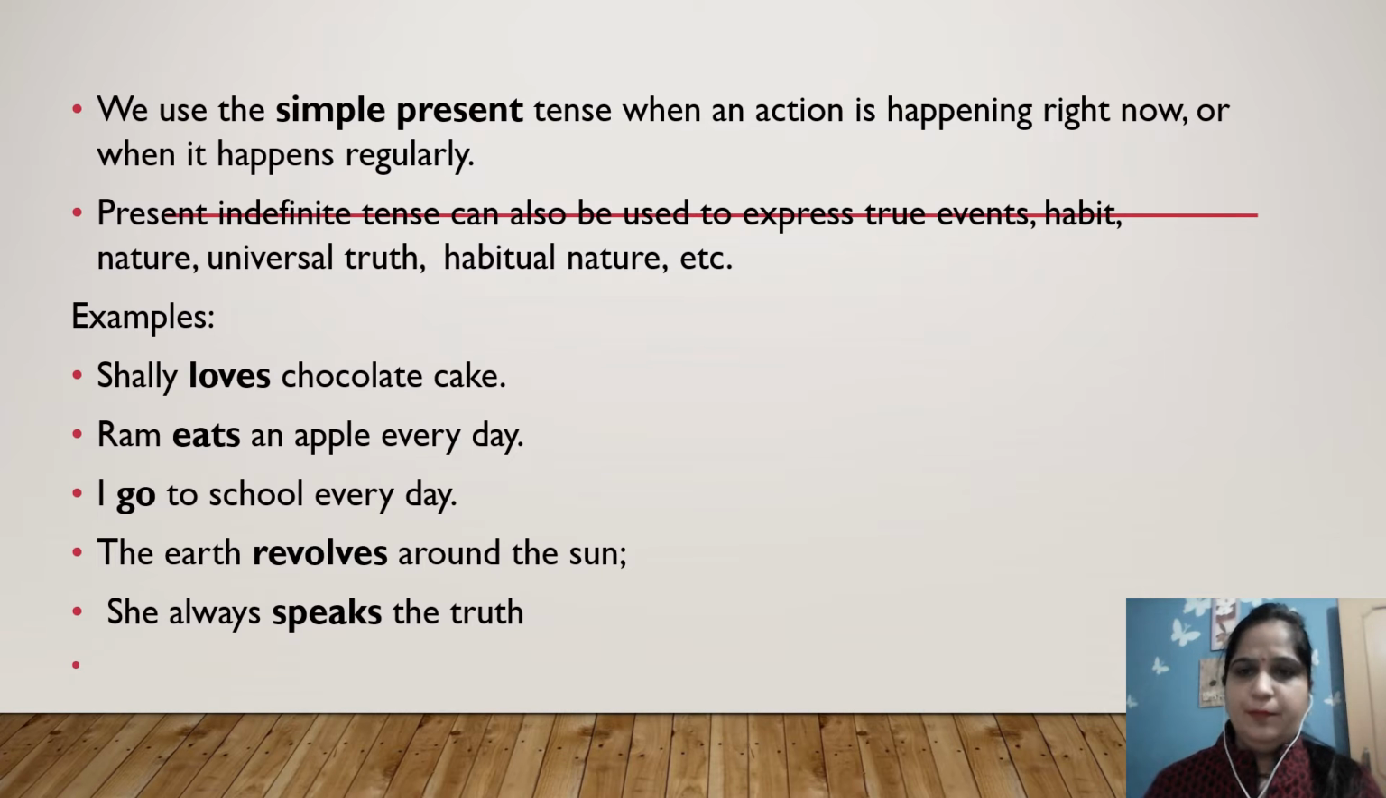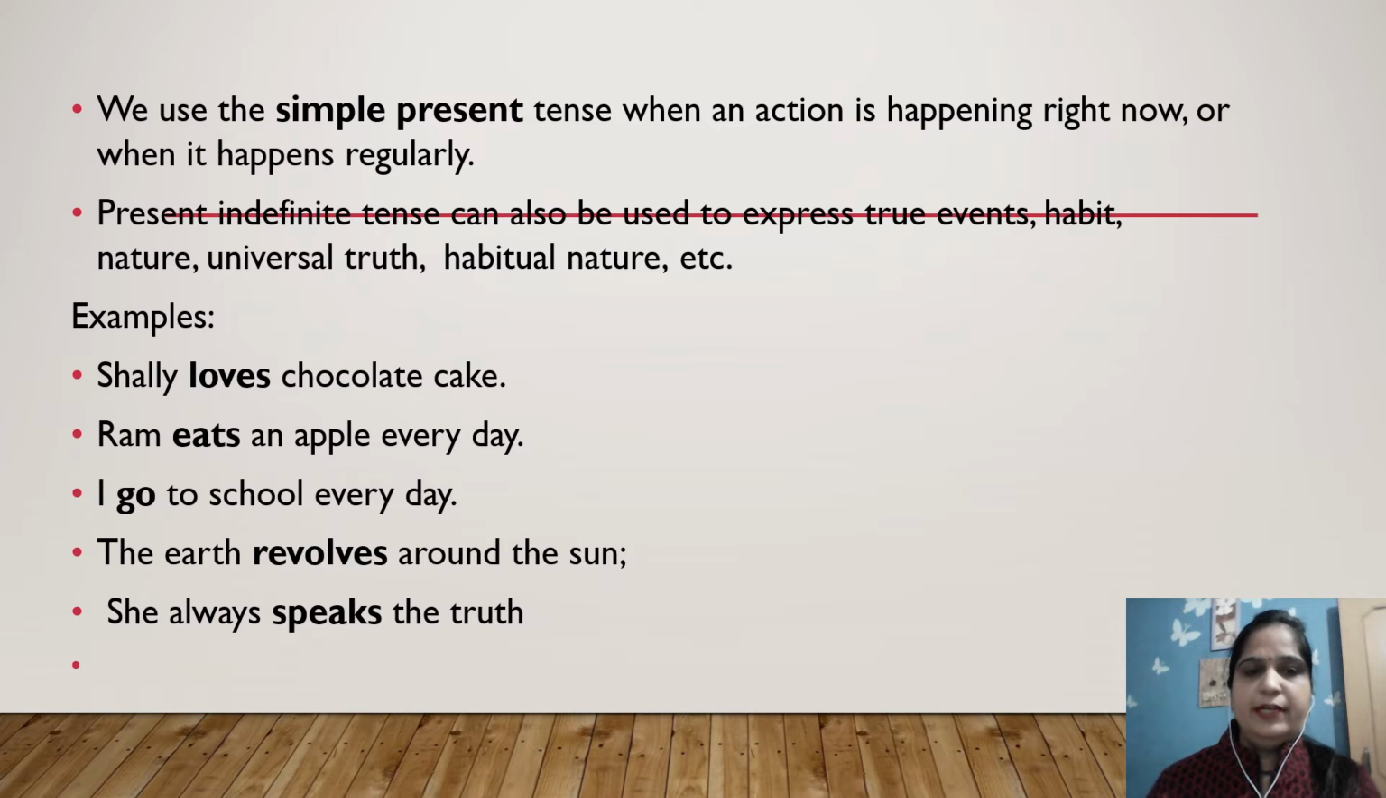It is used when an action is happening right now or when it happens regularly. Present indefinite tense can also be used to express habit, nature, universal truth, habitual nature, etc. We will take some examples of this.